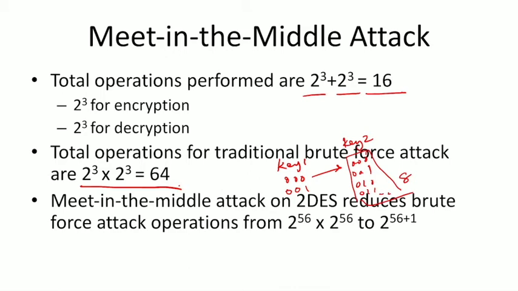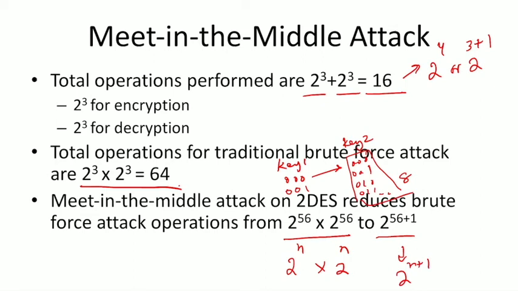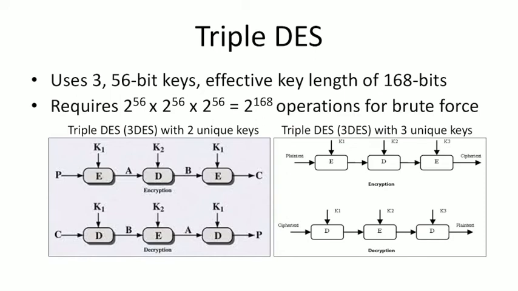We can say that meet in the middle attack on double DES reduces brute force attack from 2 raised to power 56 into 2 raised to power 56 to 2 raised to power 56 plus 1, or 2 raised to power 57. Because if you think about this one, this is technically 2 raised to power 4, or 2 raised to power 3 plus 1. So this is 2 raised to power n into 2 raised to power n, and this one is 2 raised to power n plus 1, which is a way smaller number as compared to brute force attack.